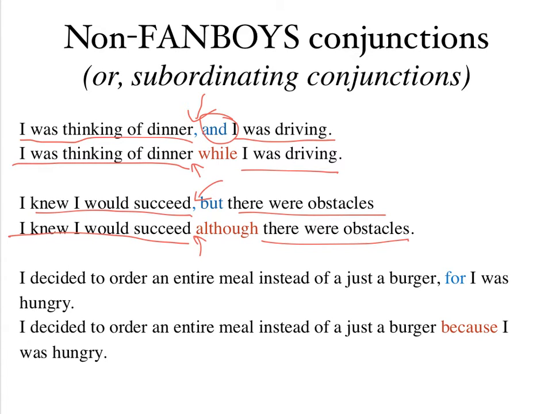In the last example here, I decided to order an entire meal instead of just a burger, for I was hungry. "For," again, is the fanboys conjunction, so you've got a comma right there. But in the next sentence, which is the same except for the conjunction used, they're using the subordinating conjunction "because," and as a result of that, there is no comma located right there. Do you see?